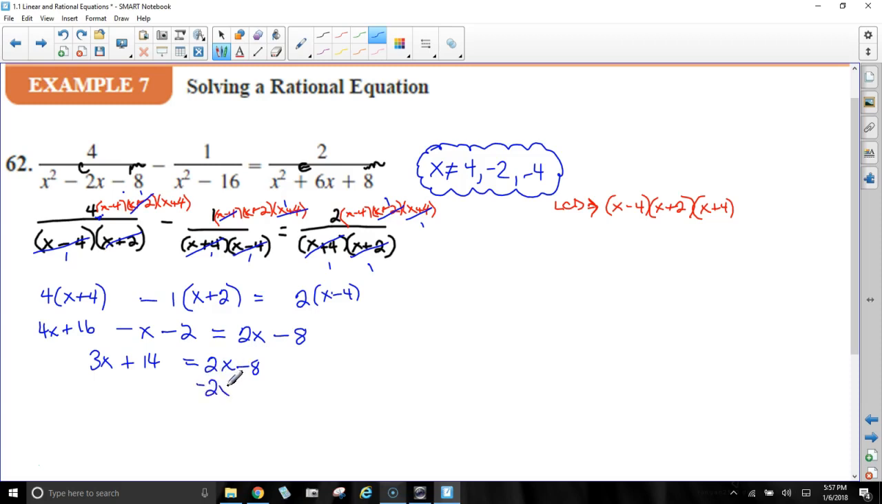Subtract 2x from both sides to move our variable terms to the left-hand side. That means we're going to move our constant terms to the right-hand side by subtracting 14 from both sides. Okay, so that gives us 3x minus 2x is 1x. That's going to be equal to a negative 22, which is not any of these bad values above. So we can circle that up or put it in our solution set. Done.